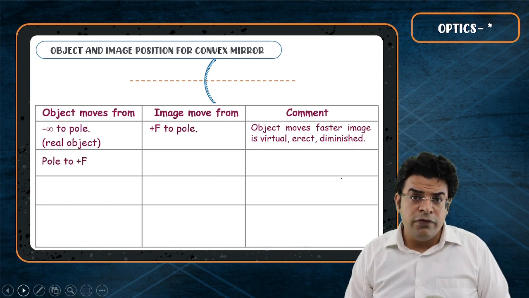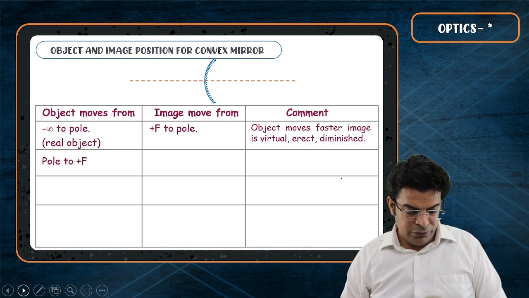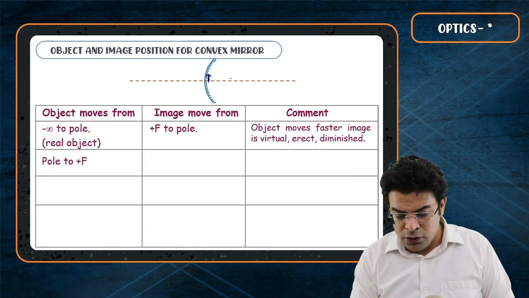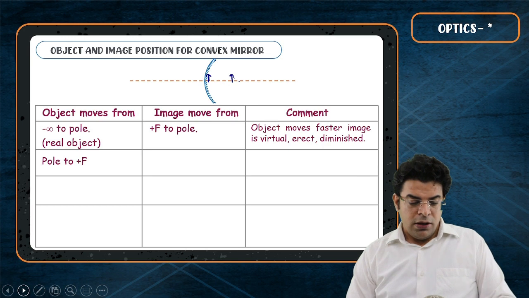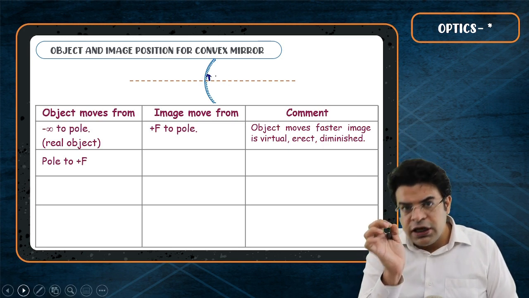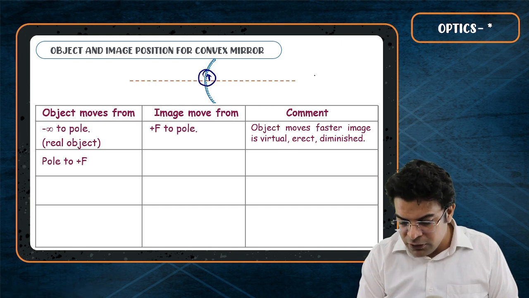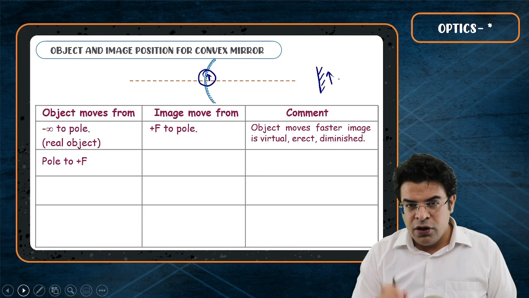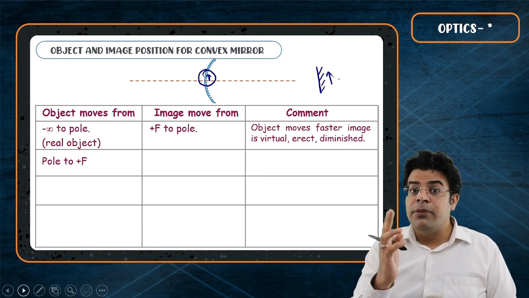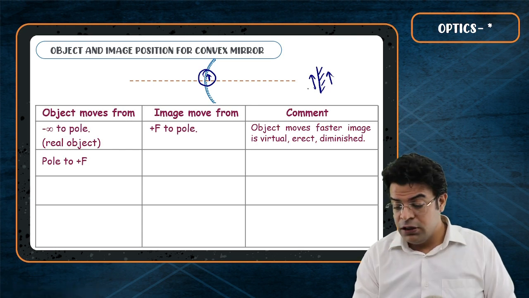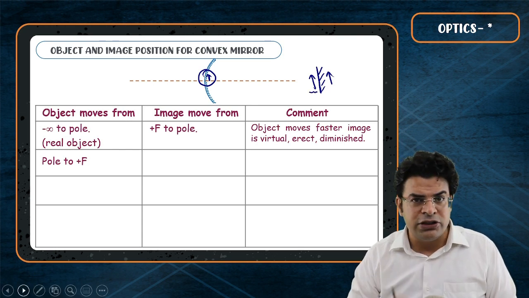So now we will talk about the virtual objects. As the virtual object moves from pole to focus, first of all, think of the virtual object placed just on the other side of the pole. So for this much part, you can think of a plane mirror and you have a virtual object. For a virtual object, a plane mirror forms a real image. And since they are on different sides of the mirror, the image will be erect and of the same size.